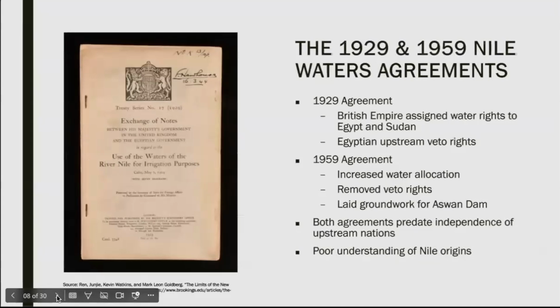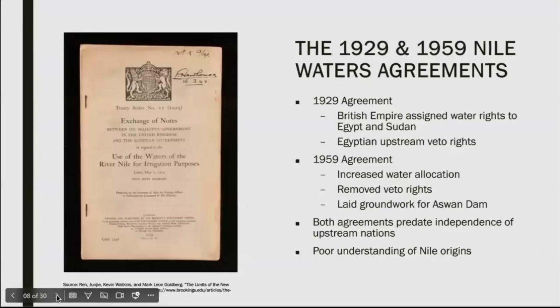The first iteration of this agreement, the 1929 agreement, was between the British Empire and Egypt. Sudan was technically represented by the British Empire, who claimed to represent the best interests of Sudan, but they really had no bargaining power in the agreement. Through this agreement, the water allocation for Egypt and Sudan were solidified, where Egypt had the lion's share of water allocation, leaving a little bit to Sudan, and no allocation for Ethiopia. Egypt was also granted upstream veto rights, where they could deny or reject any upstream water project down the Nile, I should say.